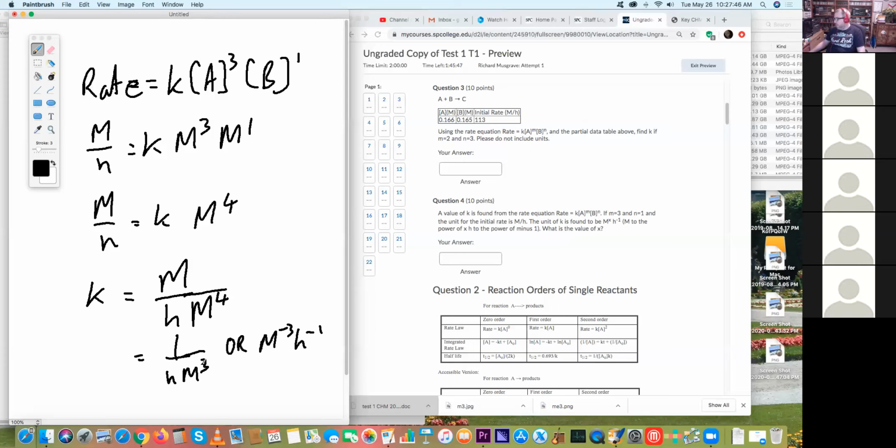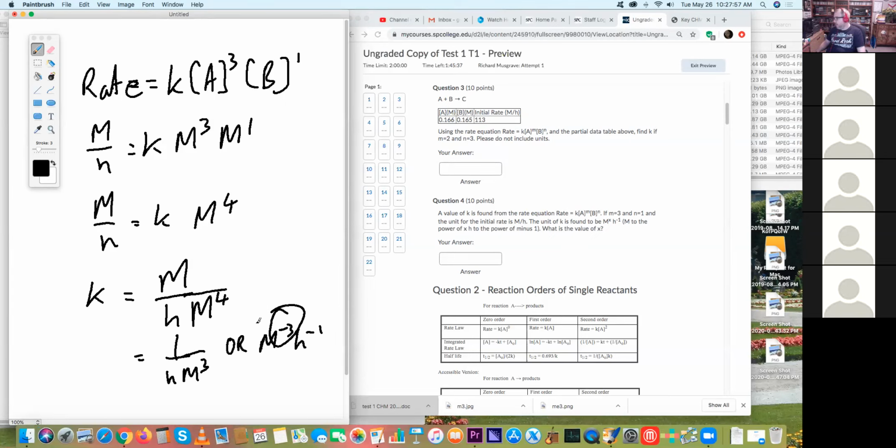Either way. So the question here is asking what the value of X is. And I'm hoping you can see that it would be negative 3. Not 3, negative 3. In the context of that question.